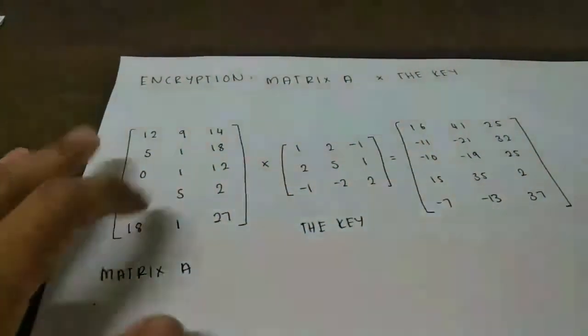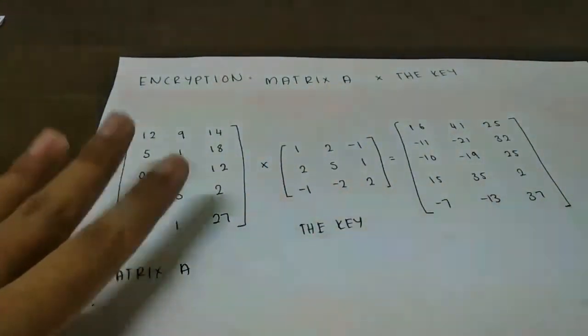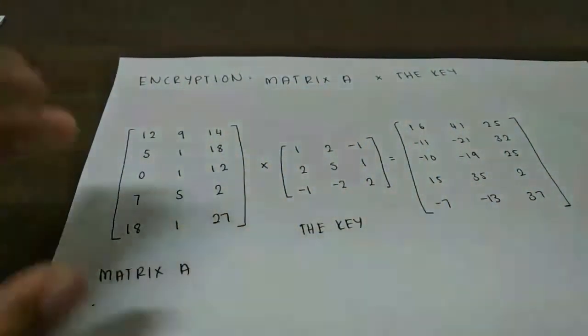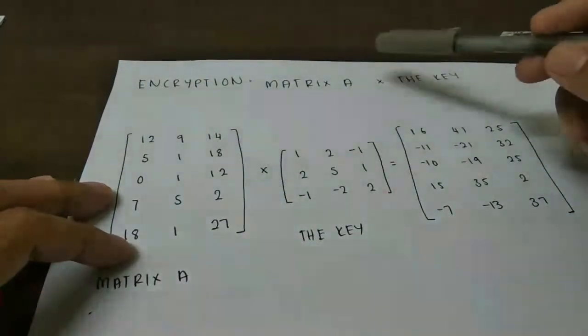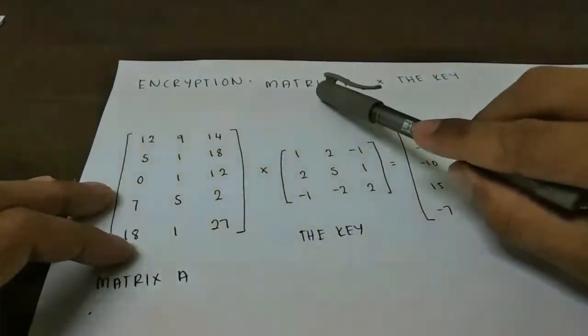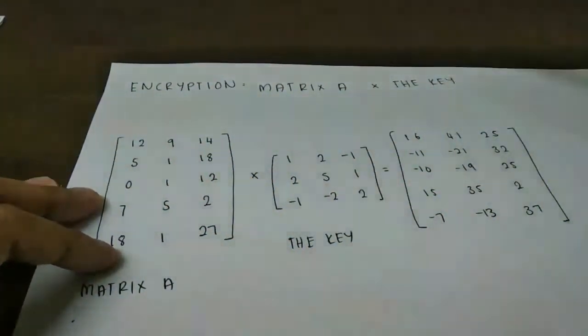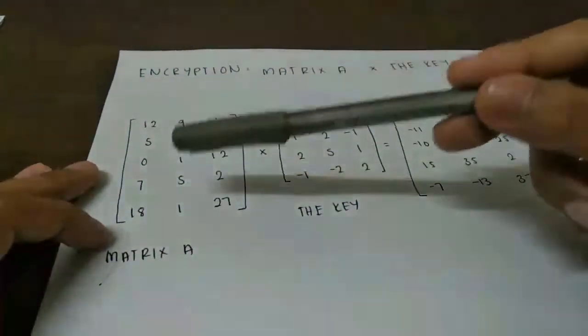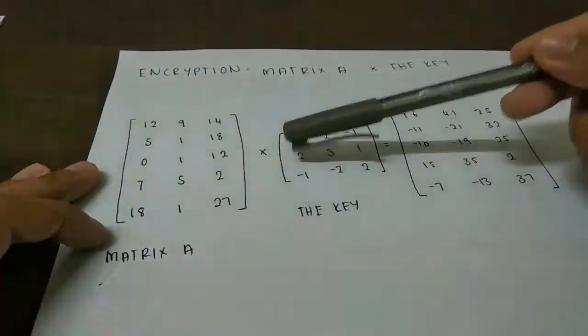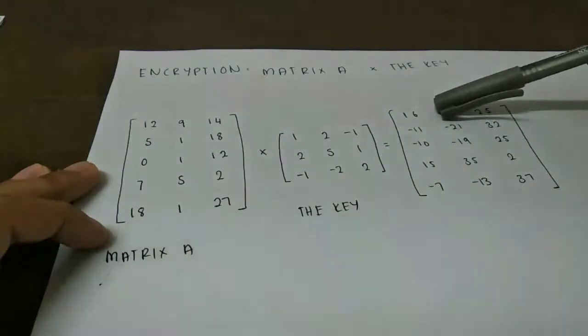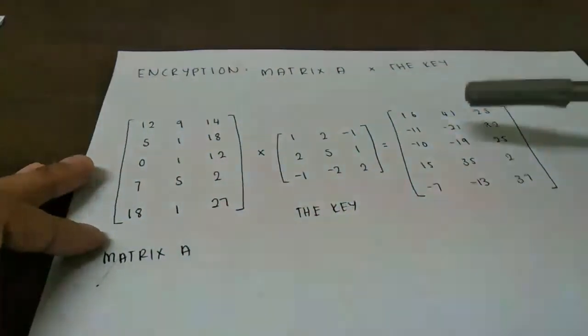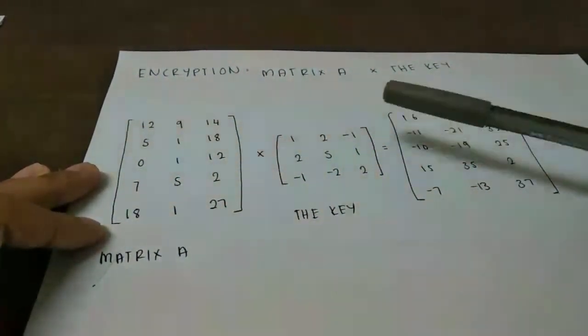Okay, so our next part is, I don't know what to say, but maybe I will call it the encryption formula. You need matrix A to multiply with the key. So we have matrix A, we have the key, we multiply, and we get the unreadable form. Sorry for that mistake. Unreadable form.